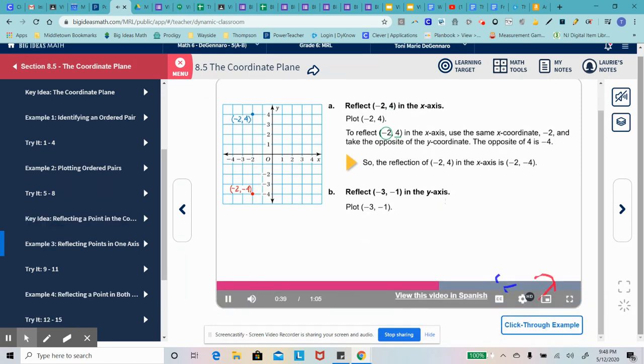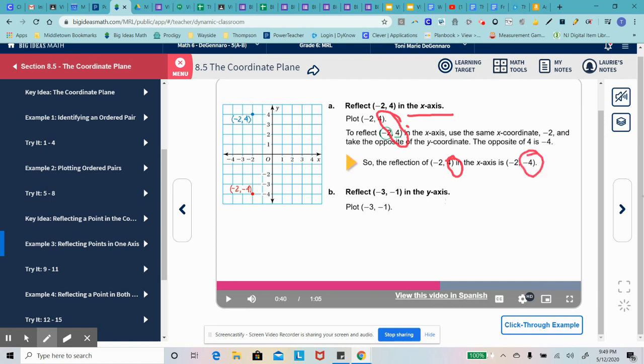Plot -3, okay, so I want to stop there for a second because I want to show you, if you notice, when they say reflect in the x-axis, we said we're going to find the opposite of the y. All right, so it looks like they did. So here's the y, it was 4, and now it's -4.